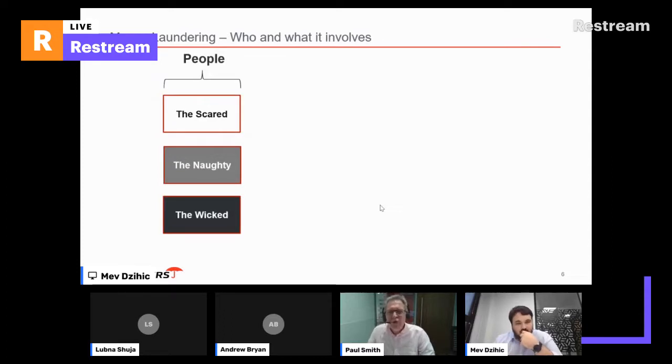Money laundering, who and what it involves. I'm going to start with the people. There are a number of groups which would like to disguise the source of funds. And in his book, Moneyland, which was published a few years ago, the investigative journalist Oliver Bullough identified 3 groups with varying levels, in his view, of moral or legal culpability.